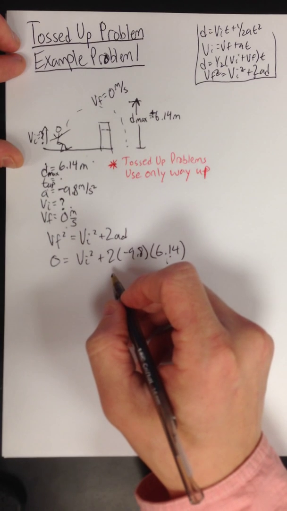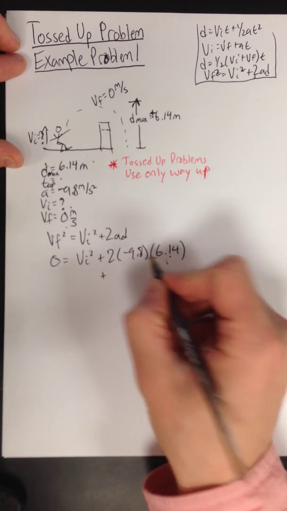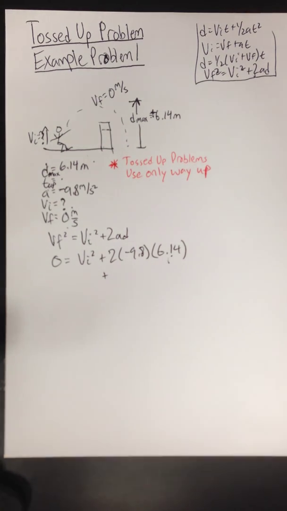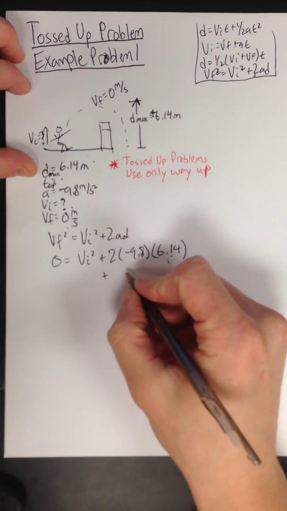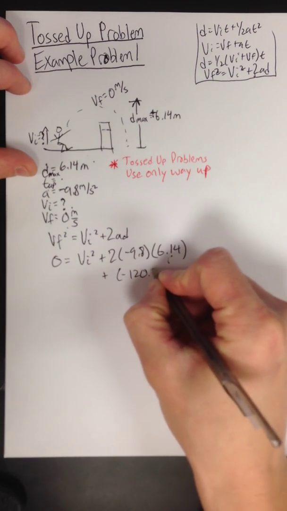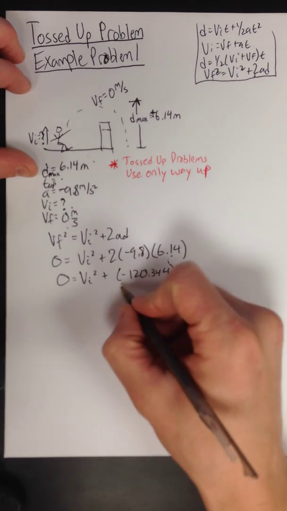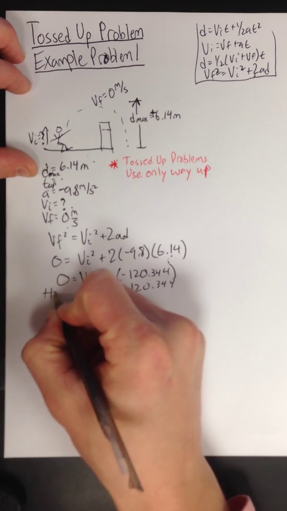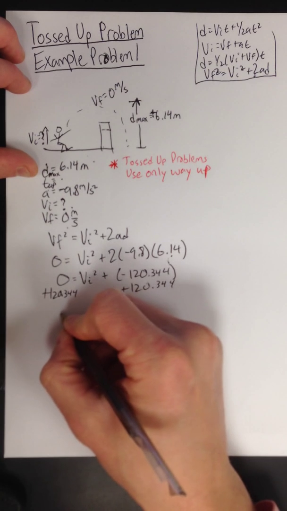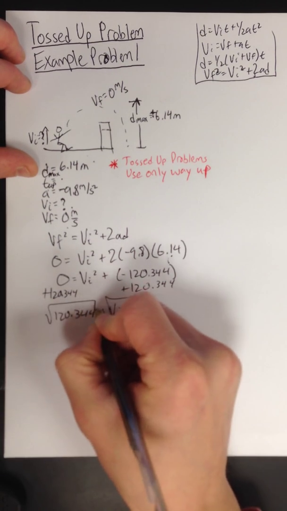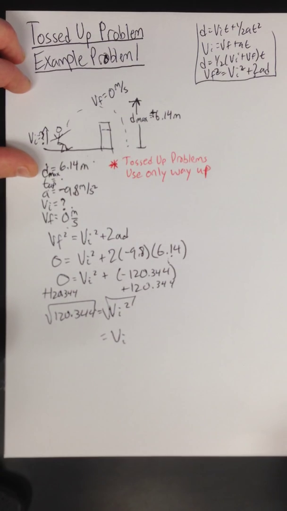Alright, so let's solve for his initial velocity. We could multiply 2 times negative 9.8 times 6.14. Do that on your calculator while I do it right here. Negative 120.344. Good. I'm going to add that to both sides. And then I have 120.344 equals Vi squared. You can square root each side as your last step to get his initial velocity.